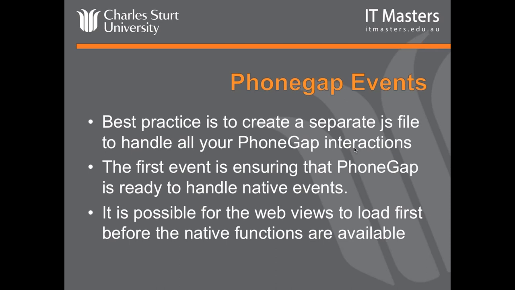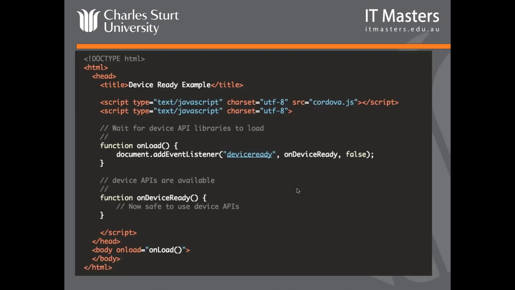So there's one event anyway that you've got to handle right from the start, and that's to make sure that PhoneGap is actually ready to start processing. The reason for that is that sometimes the web views can load first before PhoneGap itself is ready, and if you directly start referencing hardware, it might not have spun up and be ready to go. So this is an example from the PhoneGap documentation.